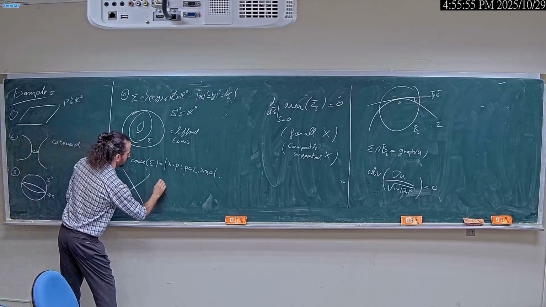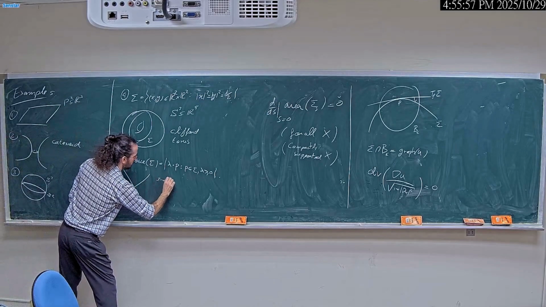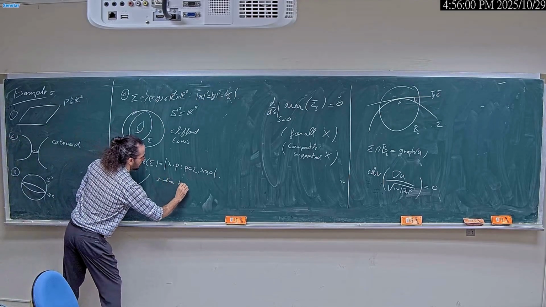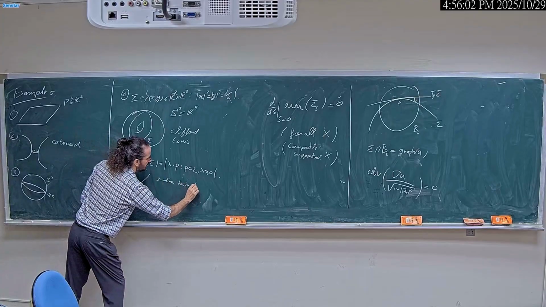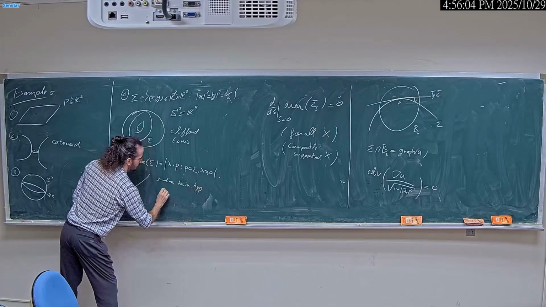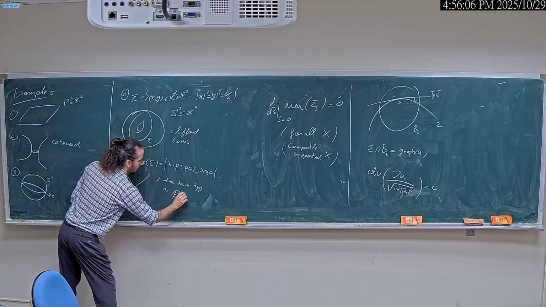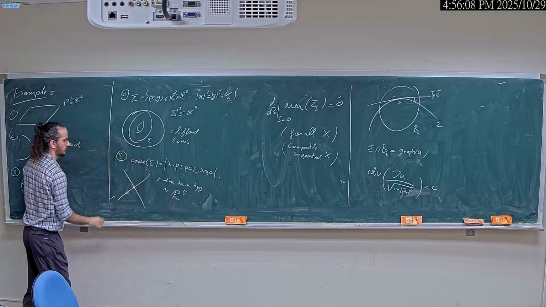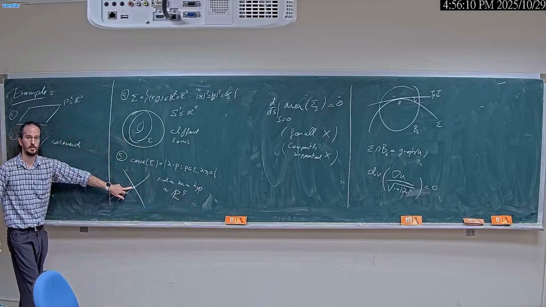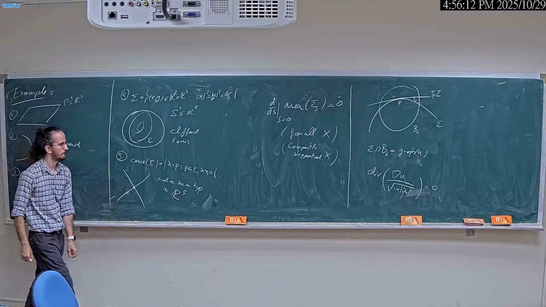So this is a three-dimensional minimal hypersurface in R4 with one singular point. Of course, you cannot make this regular, right?